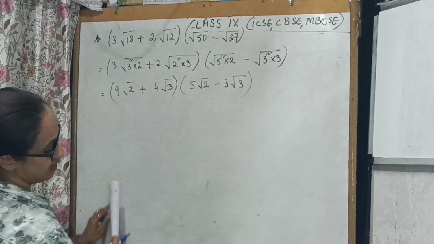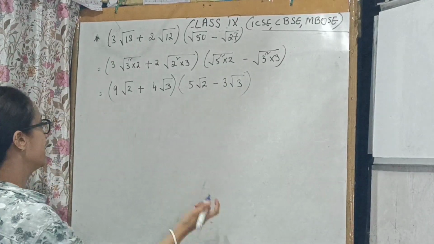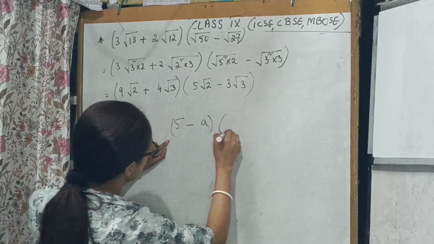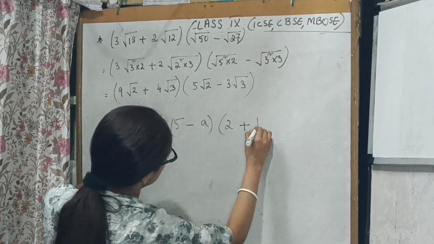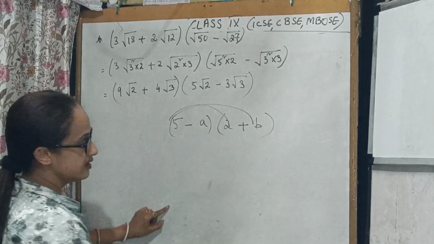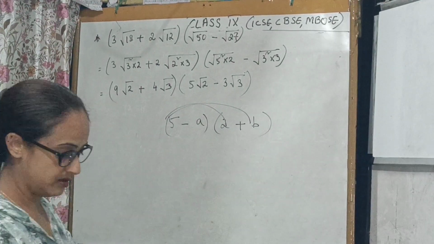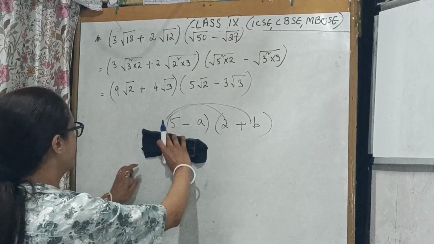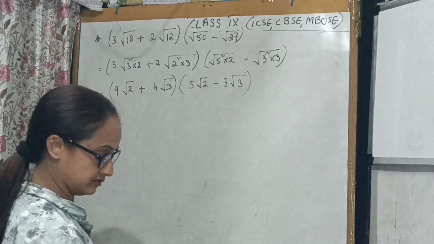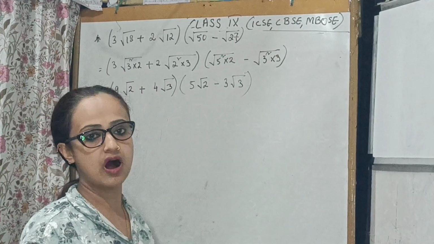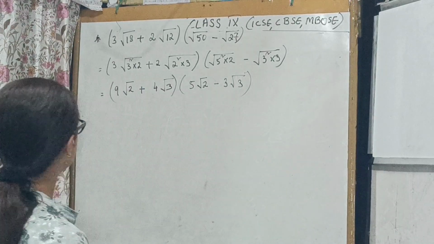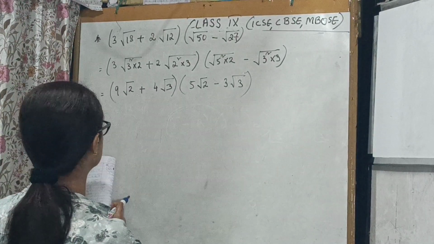The same thing you will do here as you have been doing. 5 minus a into 2 plus b. क्या करते थे? 5 into 2, 5 into b. वही करेंगे यहाँ पे. बोला मैंने कि जो सीखे थे वही अप्लाई करना है, हर जगह पे अप्लाई करना है. When you learned to walk, you are still walking, right? Your style and attitude might be different, but you are still walking.